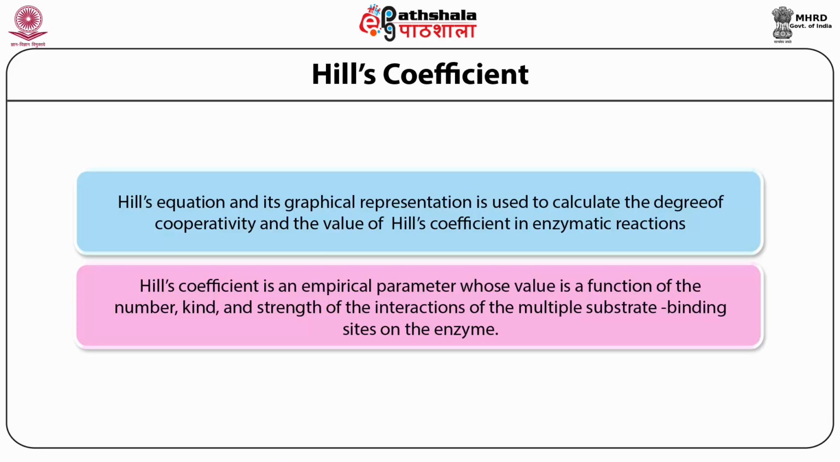So overall, Hill's equation gives an idea about how many molecules are binding, how the binding of the first molecule on the active site facilitates the binding of other molecules on the other active sites, and what the cooperativity between binding and the enzyme kinetics is.